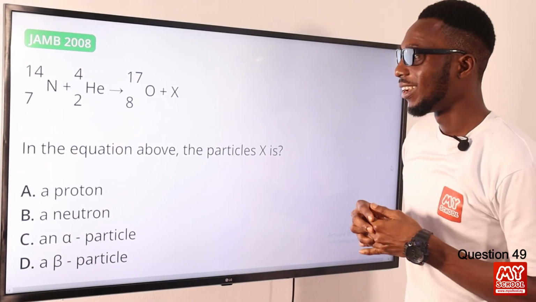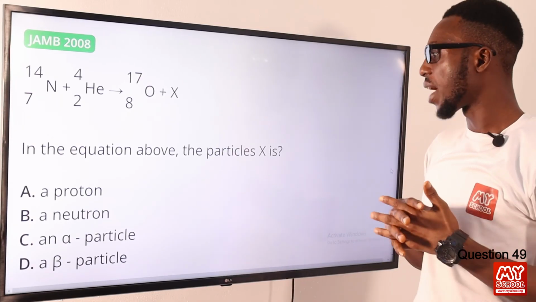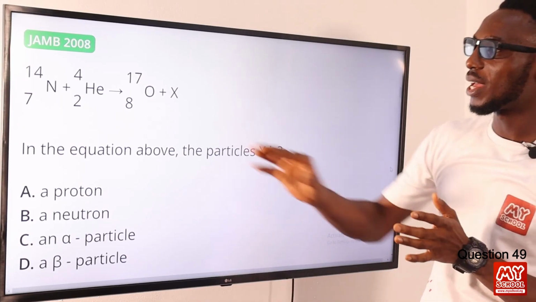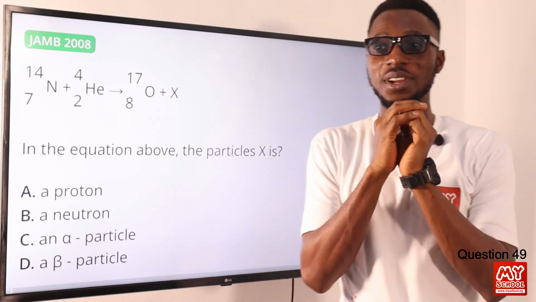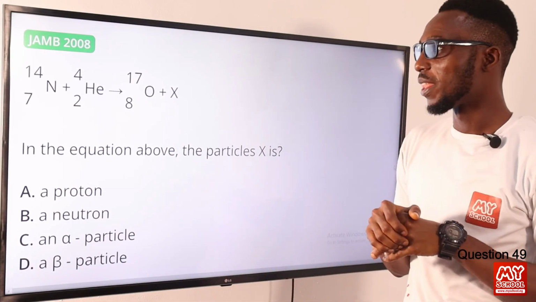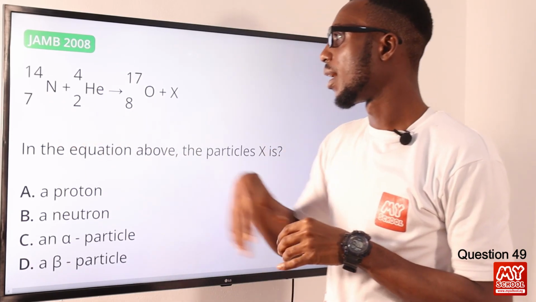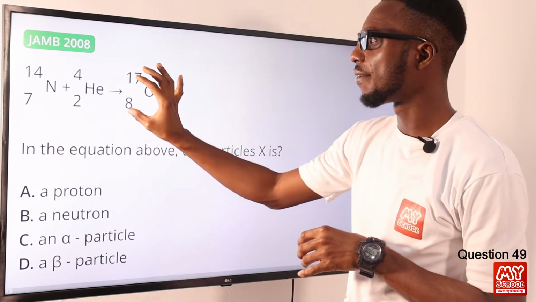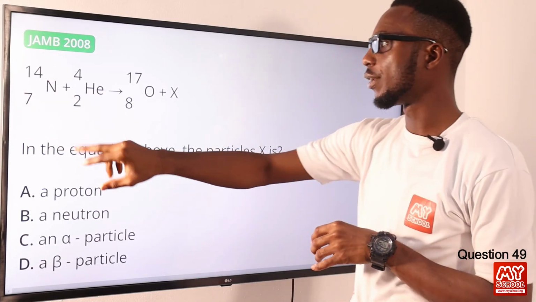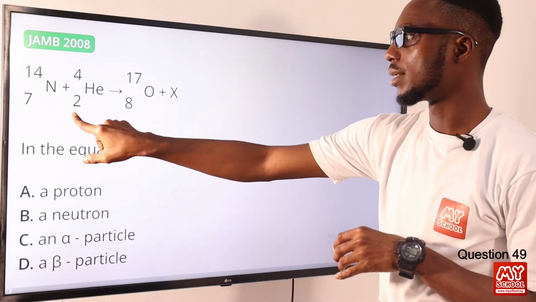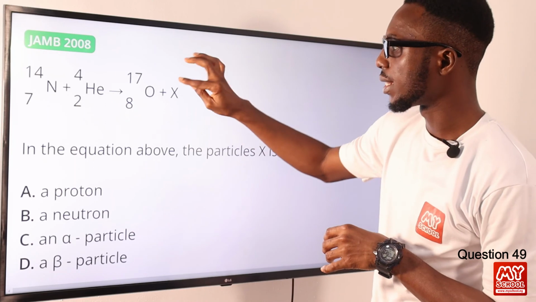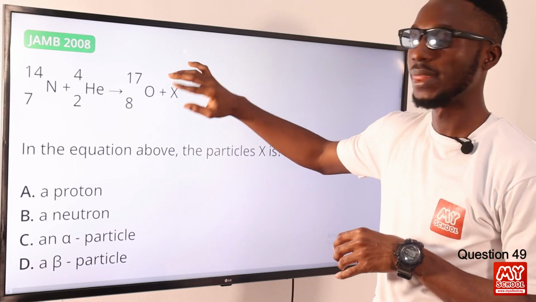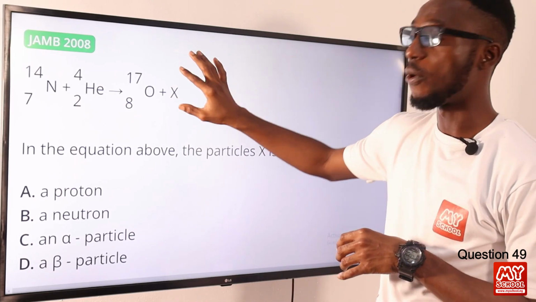49. In the equation above, the particle X is what? Okay, so you can say helium particle, so you are definitely talking about alpha radiation. All right, so as it bombards nitrogen, then if you look at this, if we add up what we have here, it should also give us the same value. So from here we have 18. You can see this is 9. So of course that one is missing, right? So that is for hydrogen.